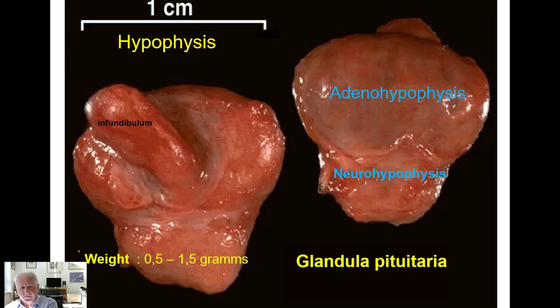And here you see the hypophysis. The pituitary gland, glandula pituitaria, has another name, hypophysis, with the bigger anterior lobe, which is called adenohypophysis, and the smaller posterior lobe, which is called neurohypophysis. This posterior lobe is connected to the hypothalamus by this connecting stalk, properly named the infundibulum. The weight, you see, is very small, 1 centimeter. It's a very small gland, not very heavy.